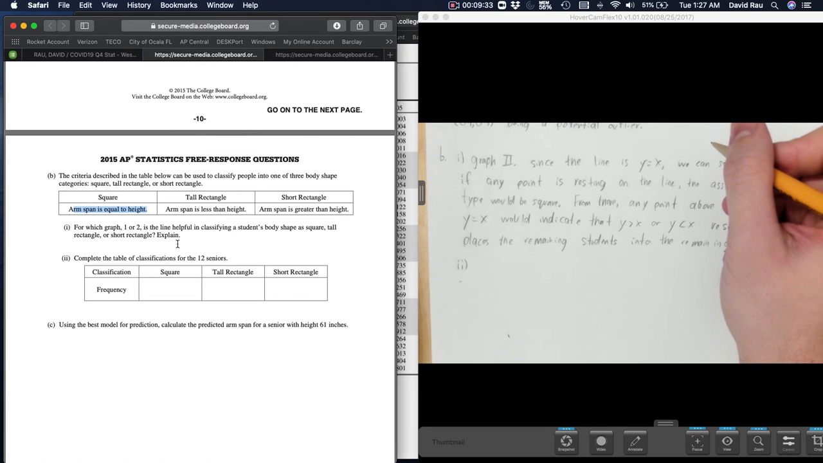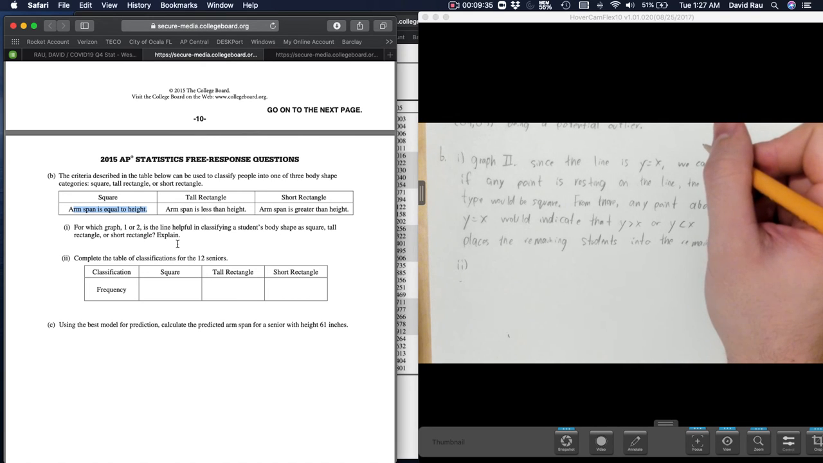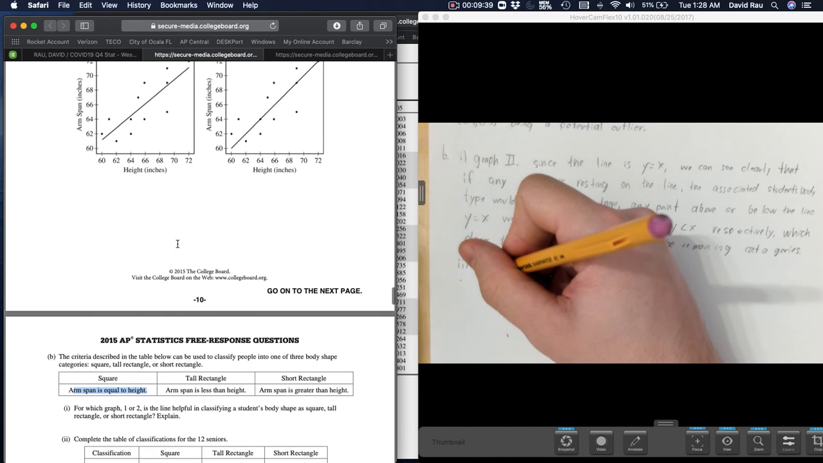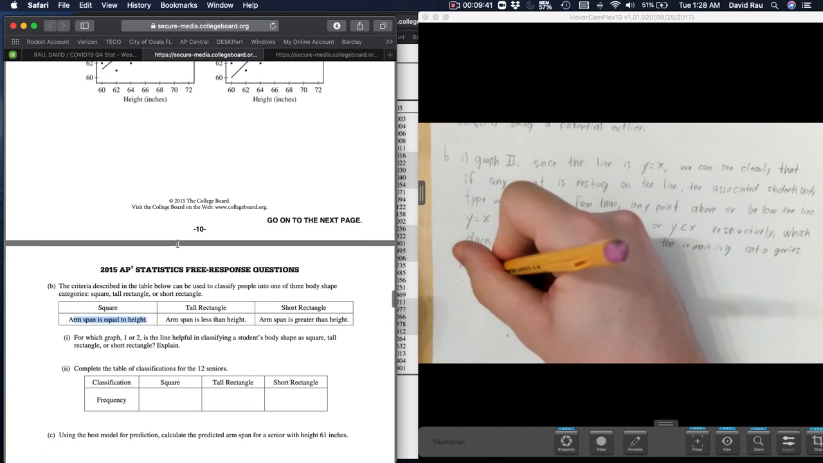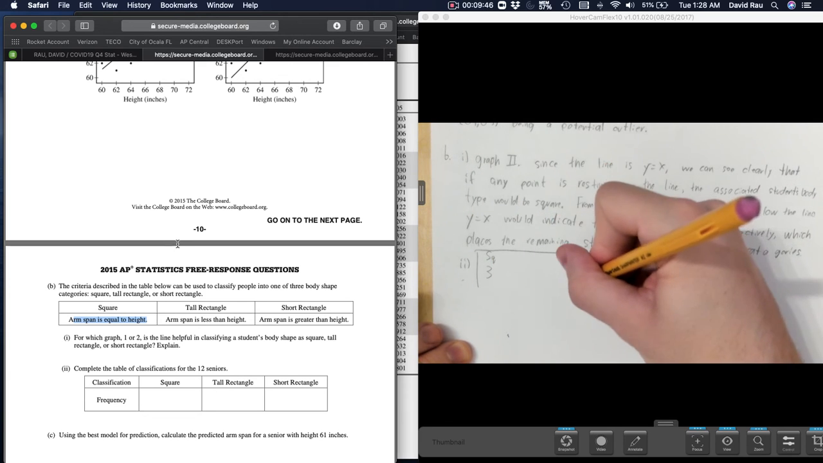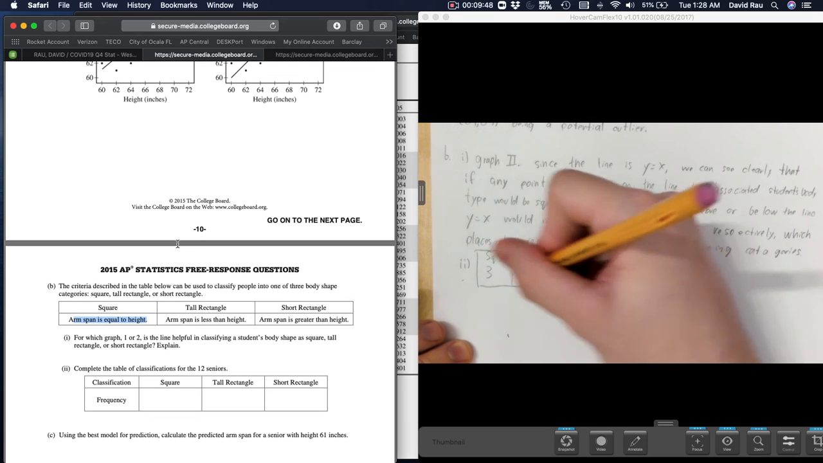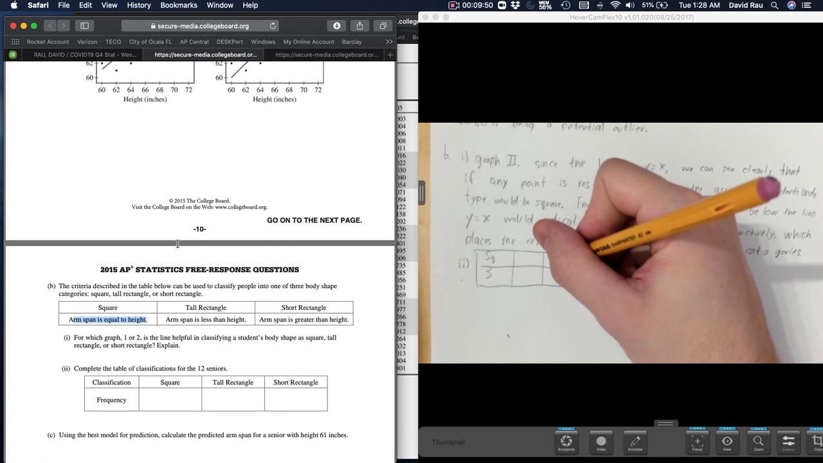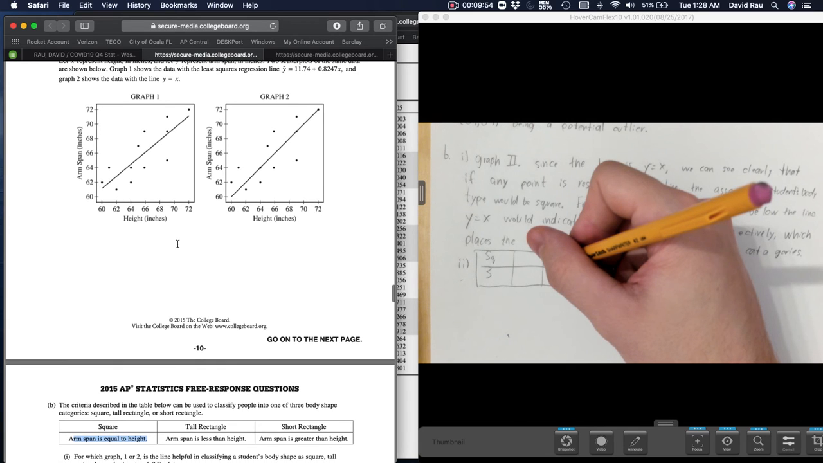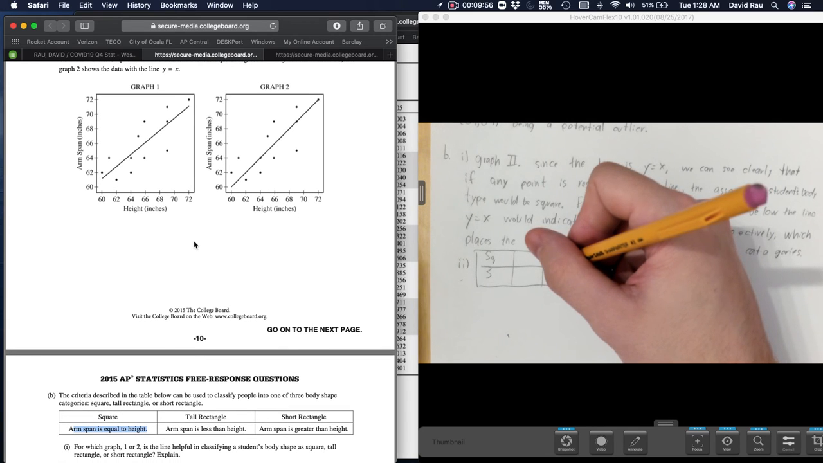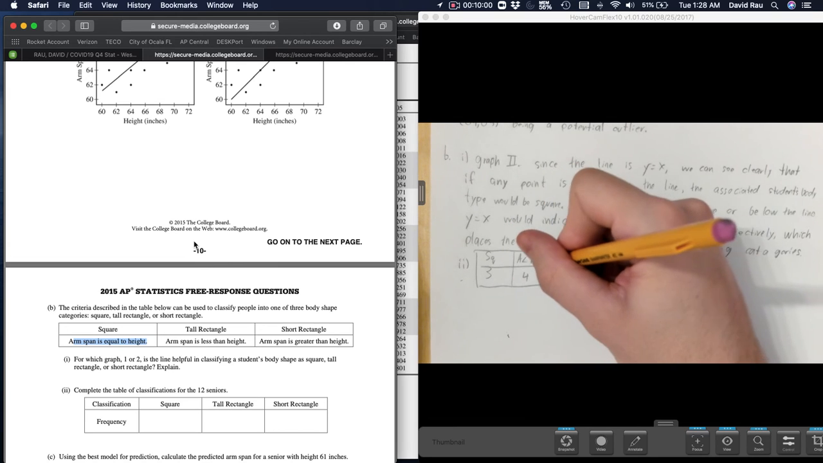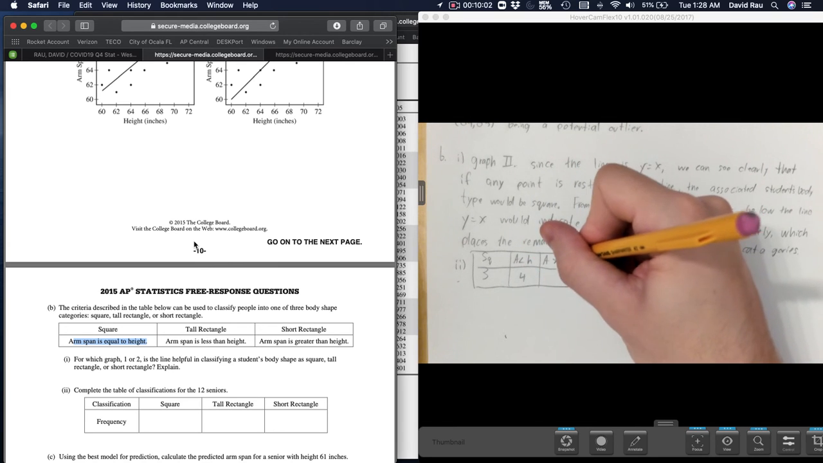So complete the table of classifications for the 12 seniors. For square, there are 3. So this is for square. Again, because those are the ones that are directly on the line. Now, if your arm span is less than your height, then again, that means you're below. So how many are below? There are 4 below. It's like arm less than height. There are 4. What about arm span being greater than height?